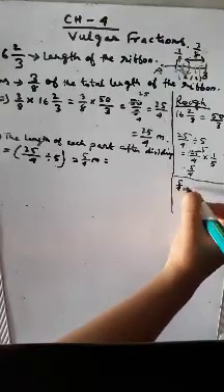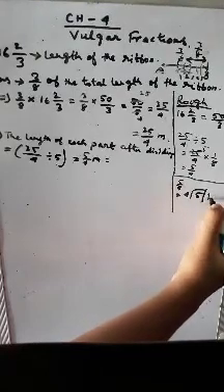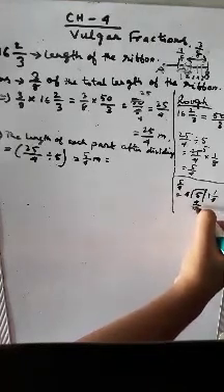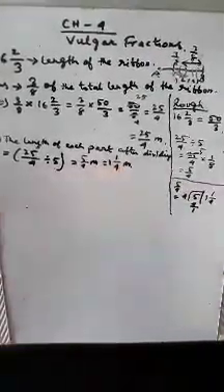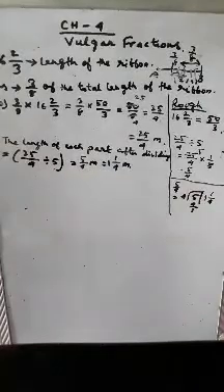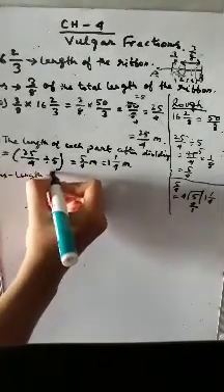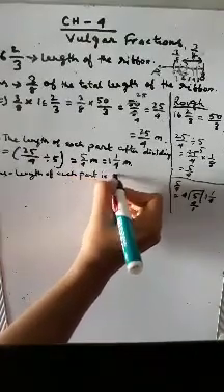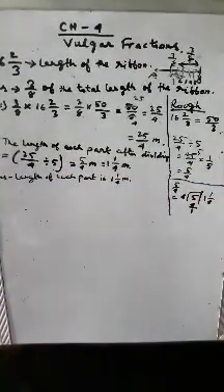5 by 4 means 5 divided by 4, isn't it? How many times will it go? One time. So 1, and 1 remaining, one is in the remainder. So 1 1/4 meter. So the length of each part will be 1 1/4 meter. This is your answer statement: length of each part is 1 1/4 meter. Clear? I hope the sum is clear to all.